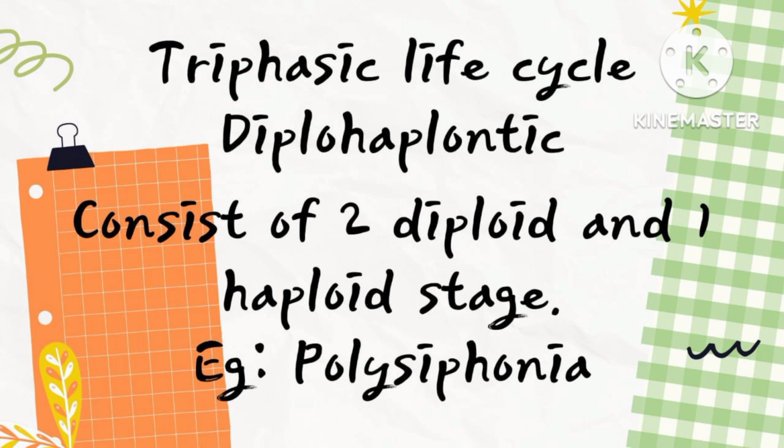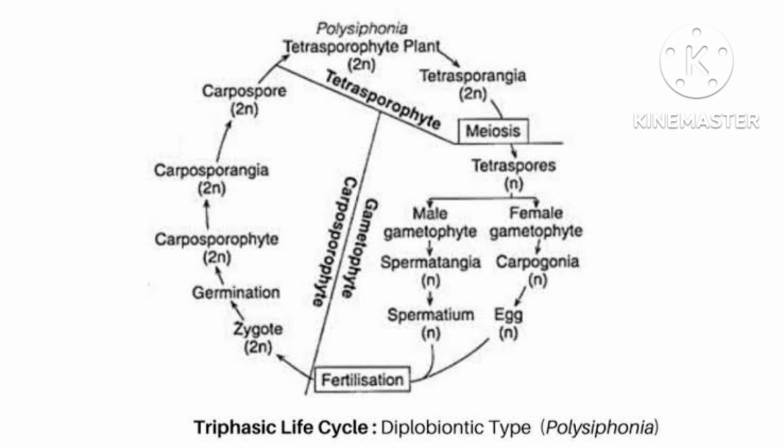Here, male and female gametophytes produce male and female gametes, which fuse to form a diploid zygote, which on germination gives rise to diploid carposporophyte. Carposporophyte bears carposporangia, which produce carpospores by mitosis.